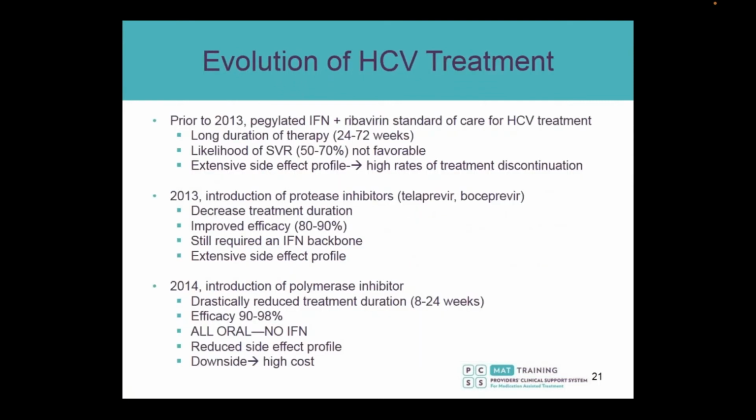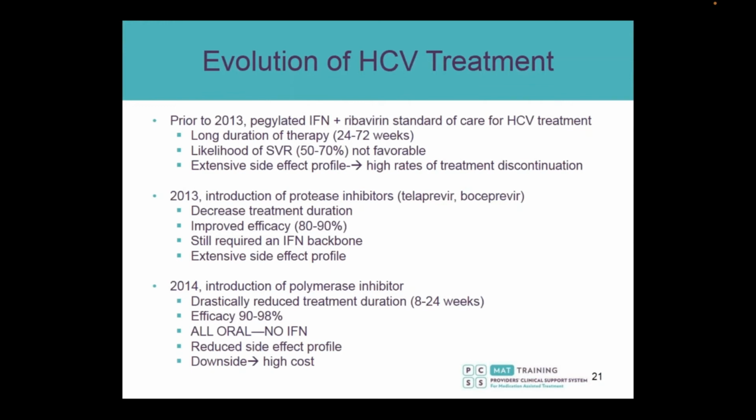So what about treatment? Hepatitis C treatment has evolved greatly over the past several years. Prior to 2013, the standard of care was pegylated interferon and ribavirin, which had a long duration of therapy, anywhere from 24 to 72 weeks. The standard treatment course was 48 weeks. The likelihood of achieving virologic cure or sustained virologic response was anywhere from 50 to 70% and not considered very favorable. And that treatment regimen had extensive side effects with high rates of treatment discontinuation.